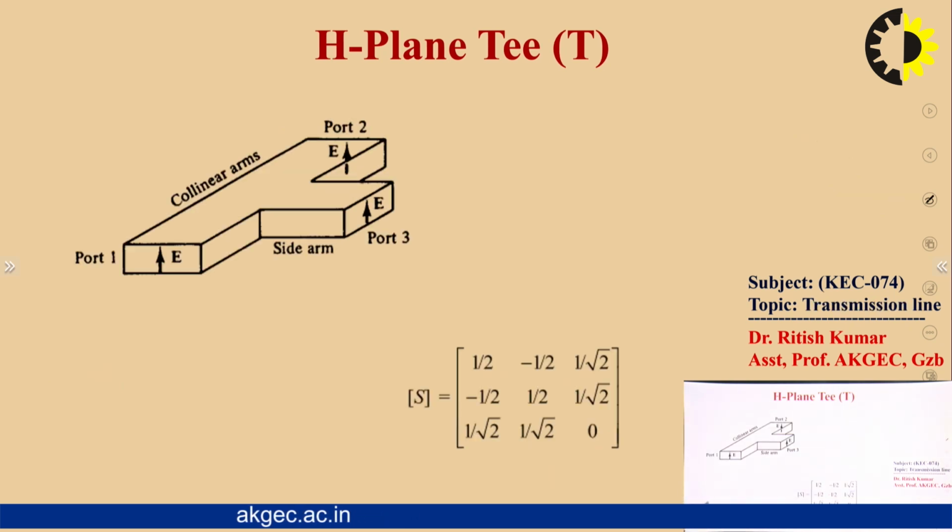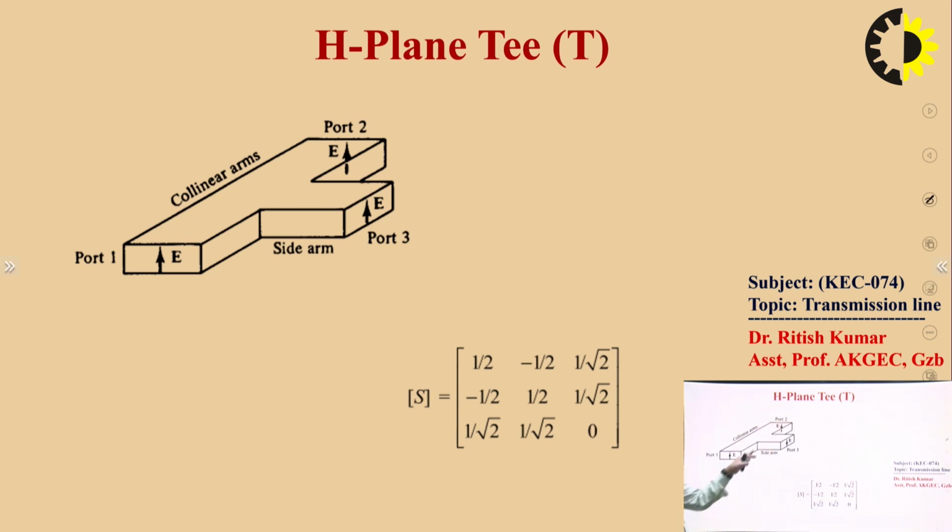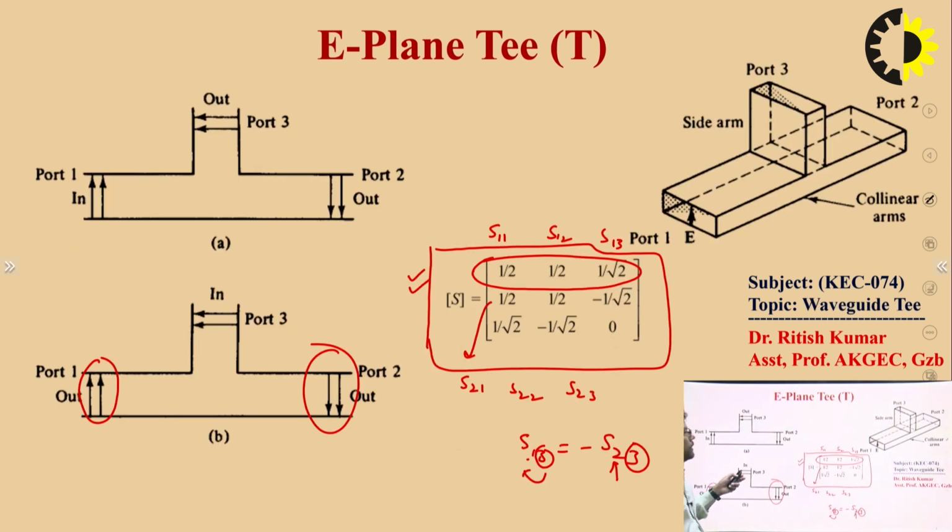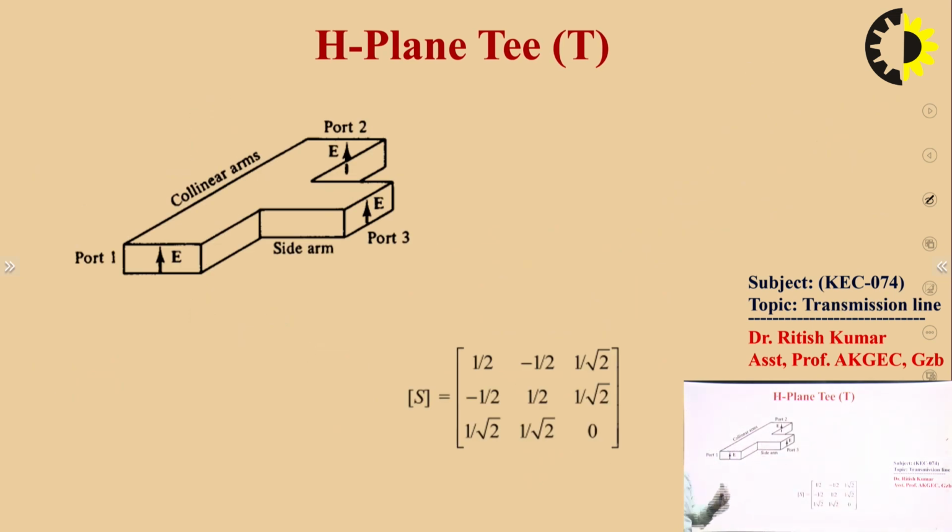Next is the H plane T. You can clearly see here this is the main arm, as we have already discussed in the last slide, and this one is the side arm. If you compare this figure to this 3D structure, this side arm is perpendicular to the main arm. You can see this is the E plane and this one is the H plane. So we can say this auxiliary arm is perpendicular to the E plane while it is parallel to the H plane.